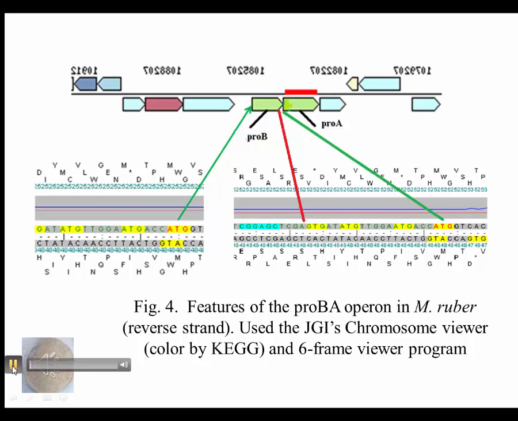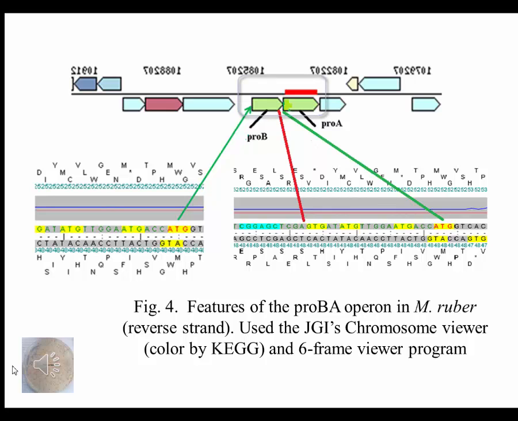Figure 4 represents or shows features of the proBA operon in Mrub. And if you look carefully, you'll notice that the numbers at the top are backwards. That's because this region in Mrub is on the reverse polynucleotide strand, also called the negative strand. To make the comparison to E. coli easier, I flipped the Mrub image so that now proB is on the left, showing that it would be transcribed from left to right, as opposed to in its normal state, where it would have been transcribed from right to left. So I hope that makes sense.